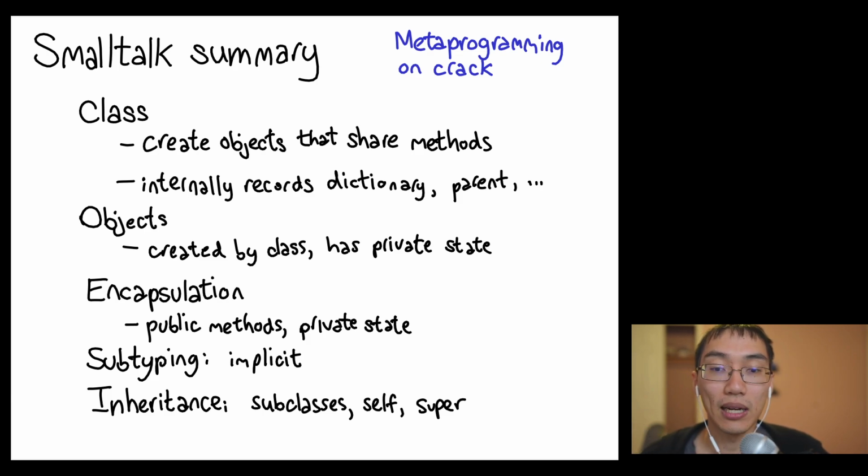Smalltalk's a dynamically typed language, so there's no explicit subtyping, and instead it's all implicitly done based on whether or not an object accepts a message or not. So Smalltalk is duck typed in this sense, because you can send a message to an object, and it doesn't have to inherit from it. It just needs to understand how to deal with that message. And then there is inheritance, and that's subclassing, and that's self, and that's super. And hey, that's pretty cool.